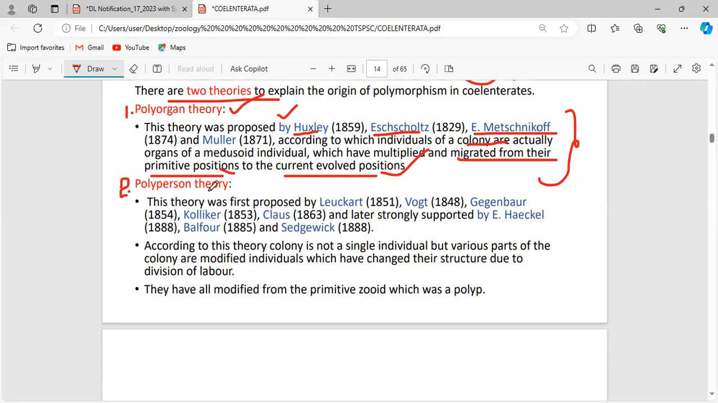The polyperson theory was proposed by Leuckart, Vogt, Gegenbaur, Kölliker, and Claus. They explained it, but later it was strongly supported by Ernst Haeckel, Balfour, and Sedgwick.